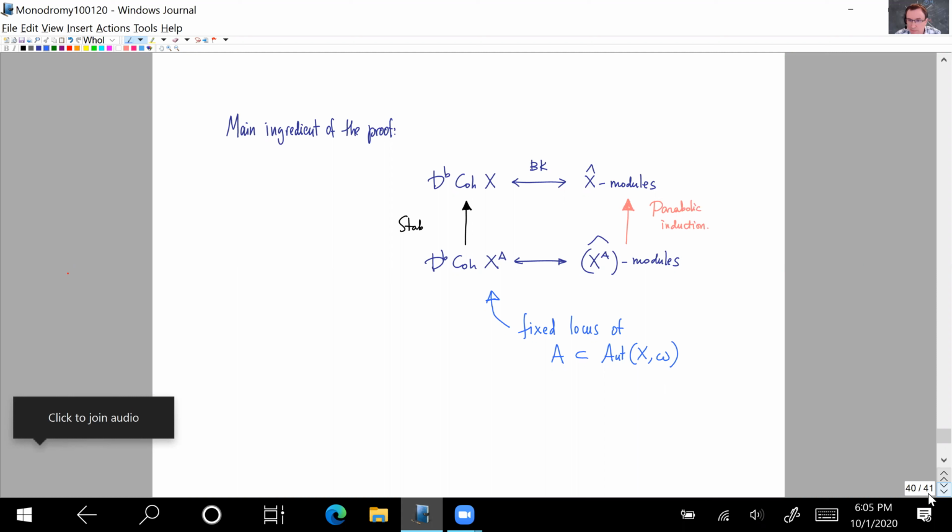In a concrete situation that's easy to prove, but in the abstract situation it takes some argument to prove this.